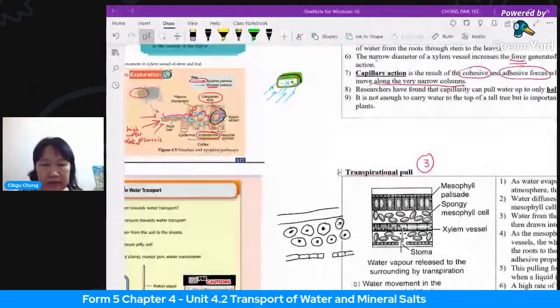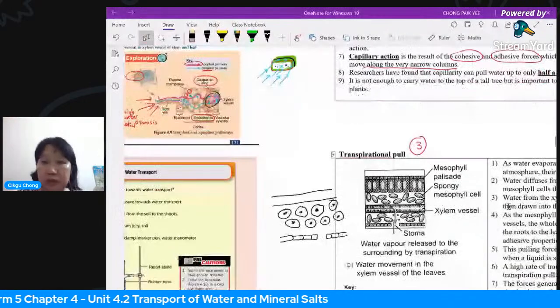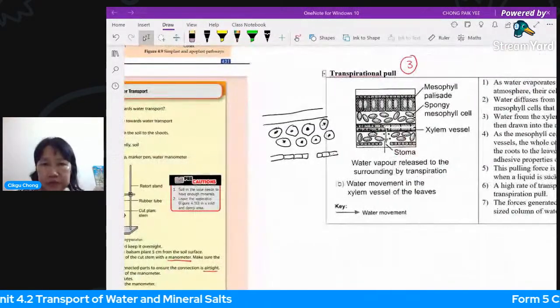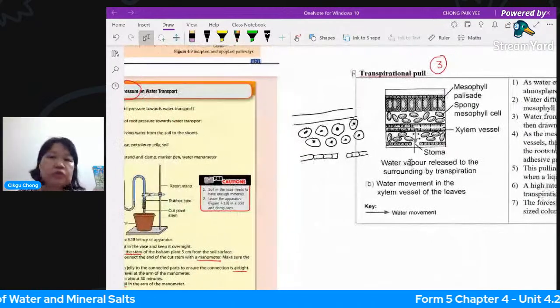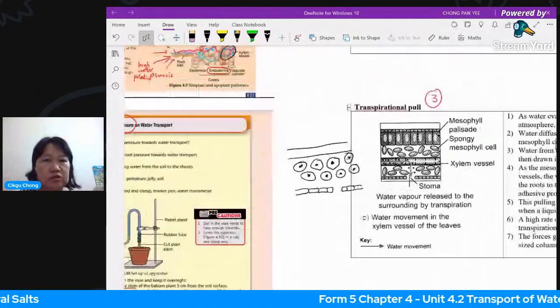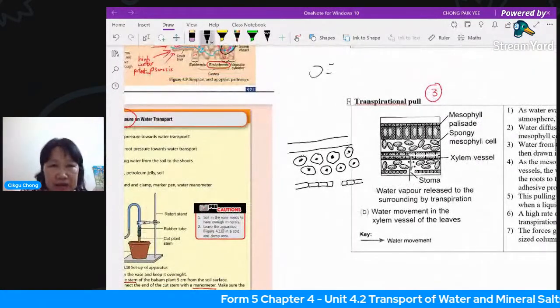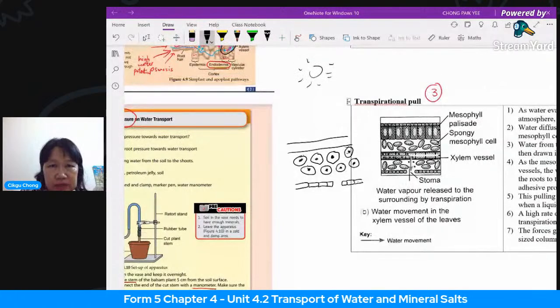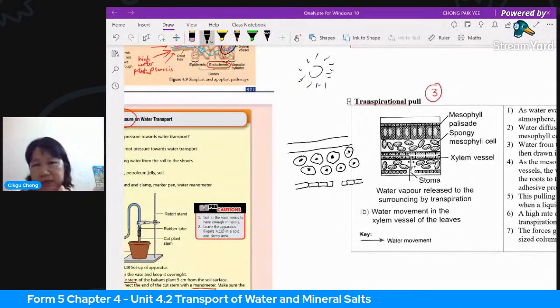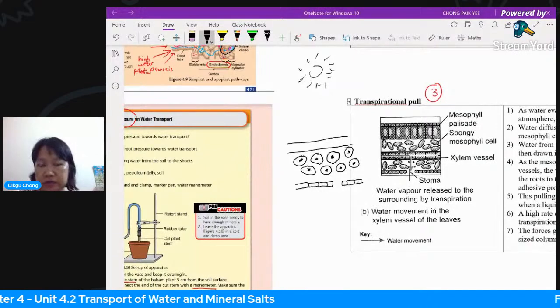All right, so third one, transpirational pull. Now, this has to do with transpiration. You know transpiration, where you have sunlight. When the plant is exposed to sunlight, you know water is going to evaporate from the leaves, from the stomata.